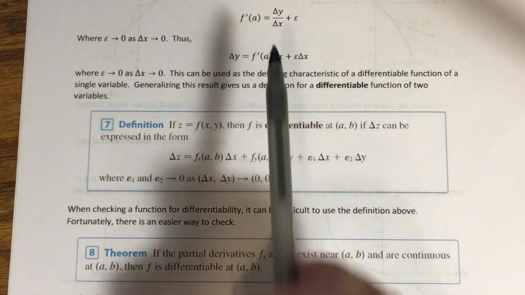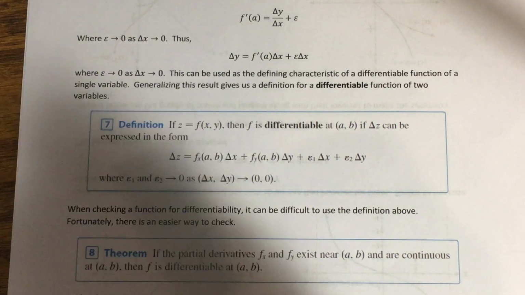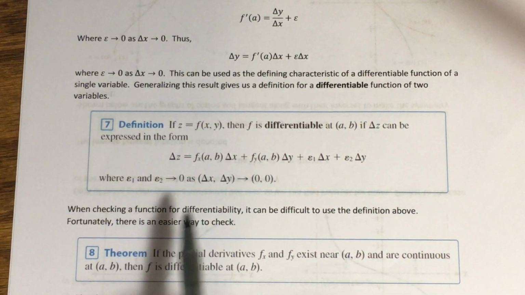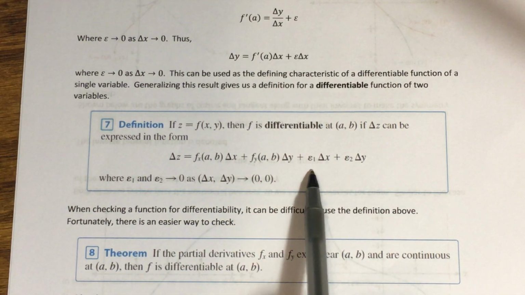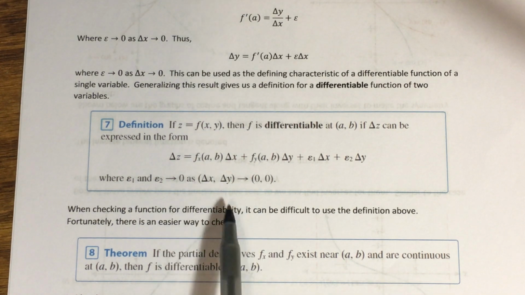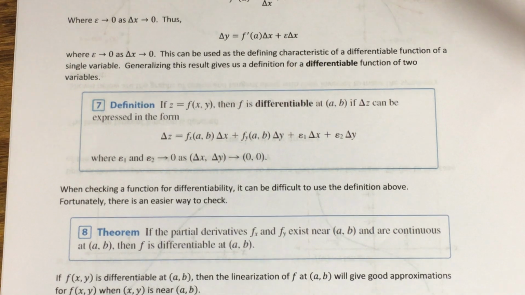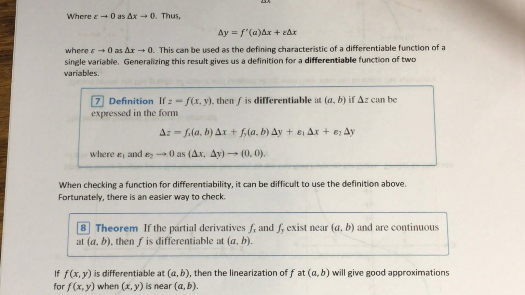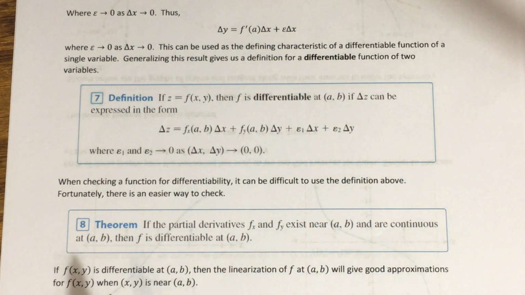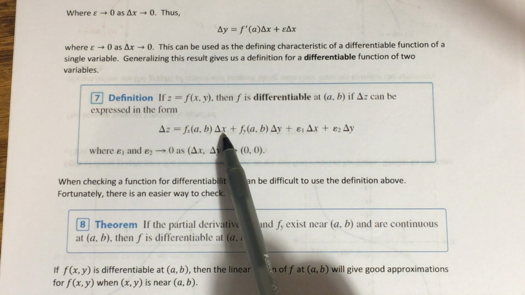And as was the case in this characteristic of differentiable functions up here for a single variable, we want those epsilons, epsilon 1 and epsilon 2, both to shrink to 0 as delta x and delta y also shrink to 0. So this gives us a definition of a differentiable function in two variables. And it's a weird definition. It's a hard one to use, and we're not really going to use it much at all in this section. We will refer back to this in the next section where we talk about the multivariable chain rule. But here, we just need to state it.